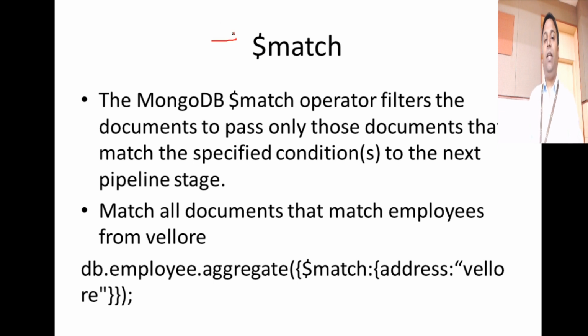This is one of the stages in the aggregation pipeline. So what is $match? It is used for matching or filtering records based on certain criteria. For instance, I want to match all the documents of employees from Vellore. So here you have a criteria, right? It's like filtering. Get me all the documents of employees from Vellore.